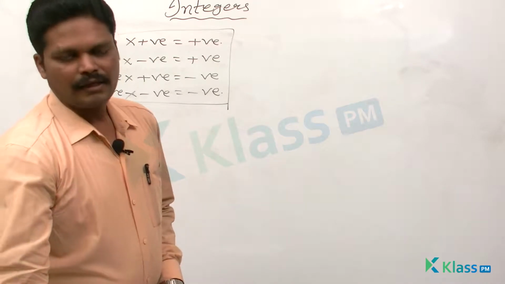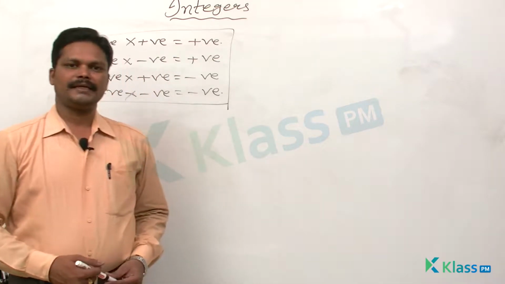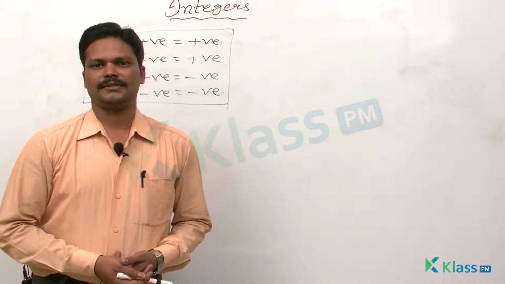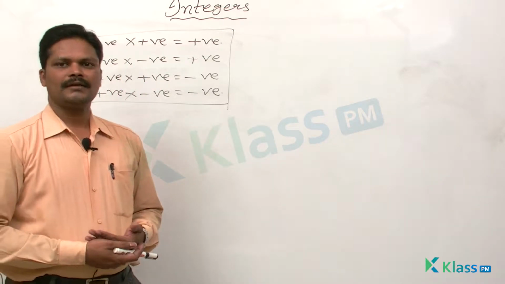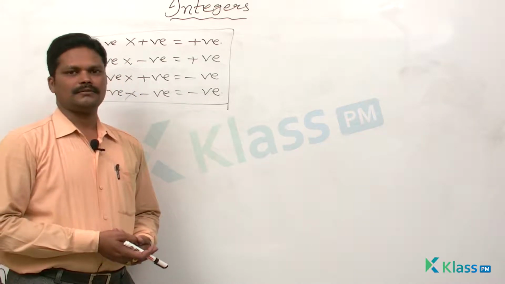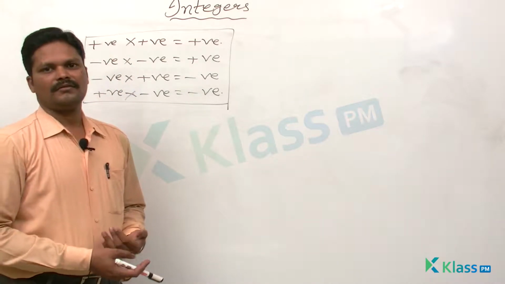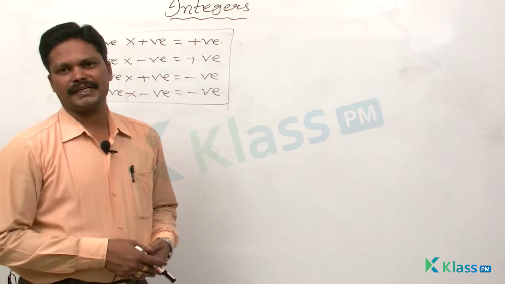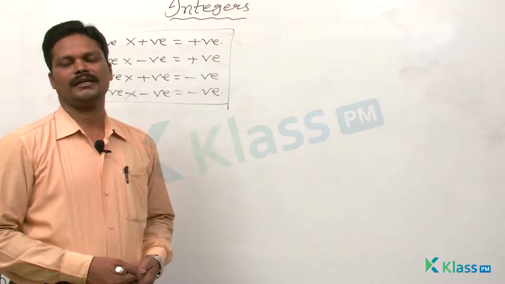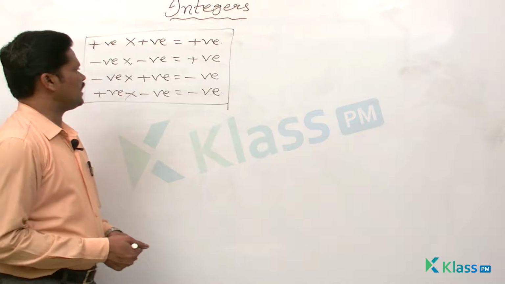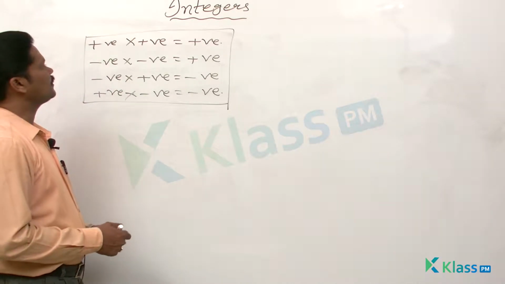So when we multiply two positive numbers, we get a positive number. If we multiply one positive and one negative, we get a negative value. Again, when we apply multiplication between two negative numbers, automatically we get a positive value. This is the rule of these 4 conditions.